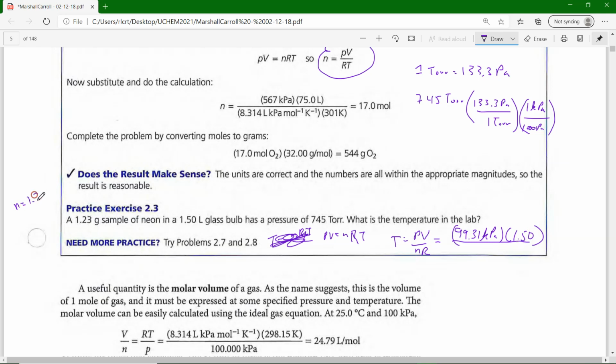n is the number of moles. So it's 1.23 grams divided by the molar mass of neon. Oh, I need my friend the periodic table here, don't I? Neon is 20.18 grams per mole. So 1.23 divided by 20.18 is 0.061 moles.